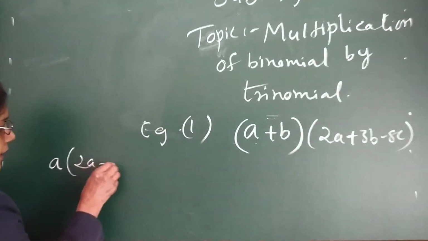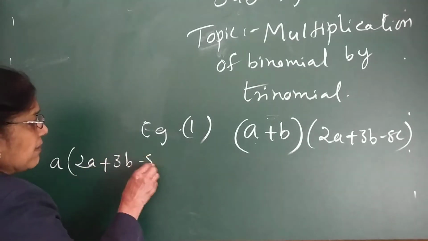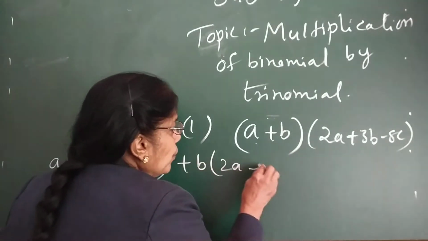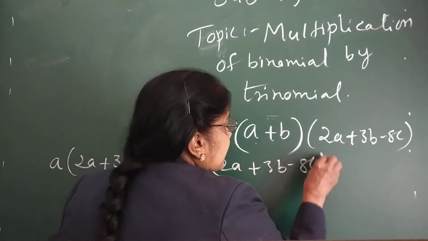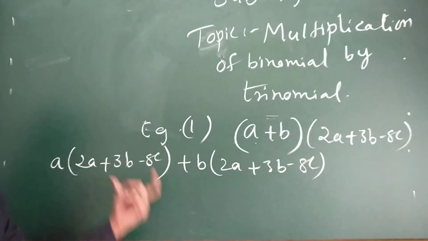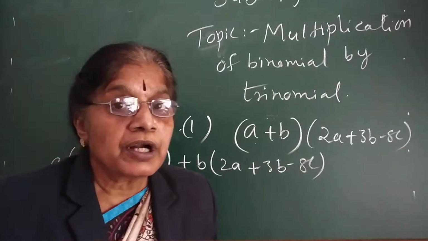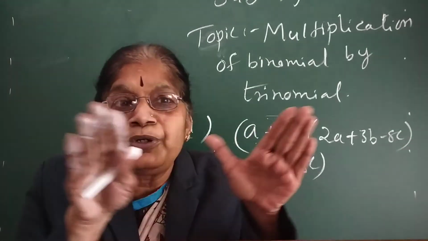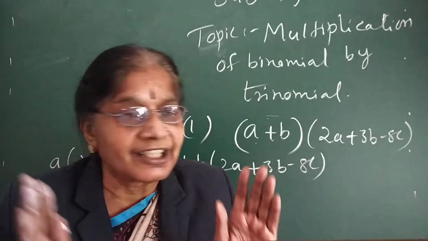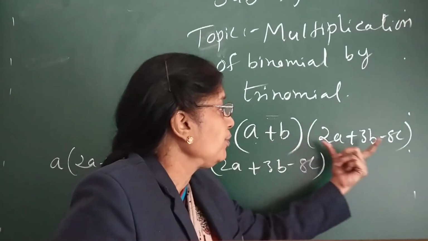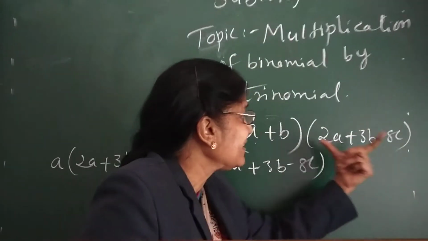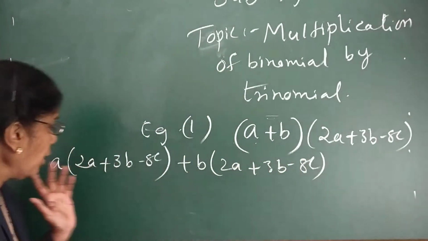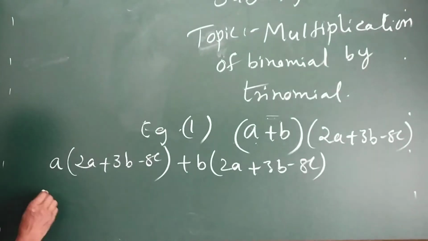a in the bracket 2a plus 3b minus 8c, plus b in the bracket 2a plus 3b minus 8c. So, we are using distributive property. What is meant by distributive property? A number is distributed equally with the other terms. Here, a is distributed with the trinomial and b is distributed with the trinomial with plus sign in between them. Now we have to remove the brackets. So what will be the answer?